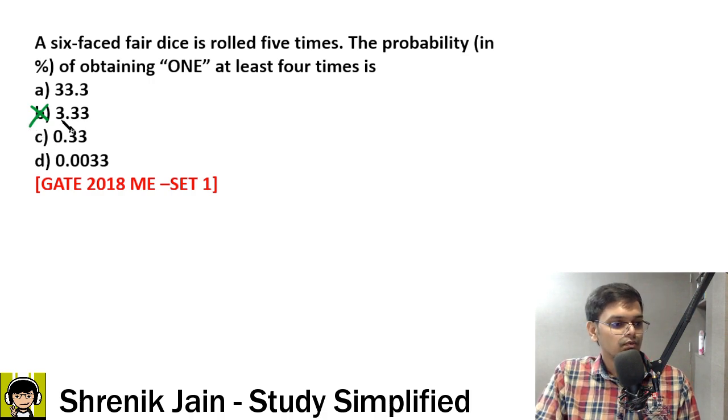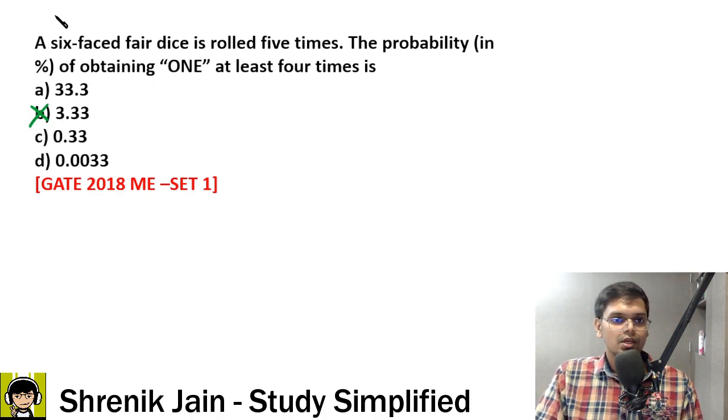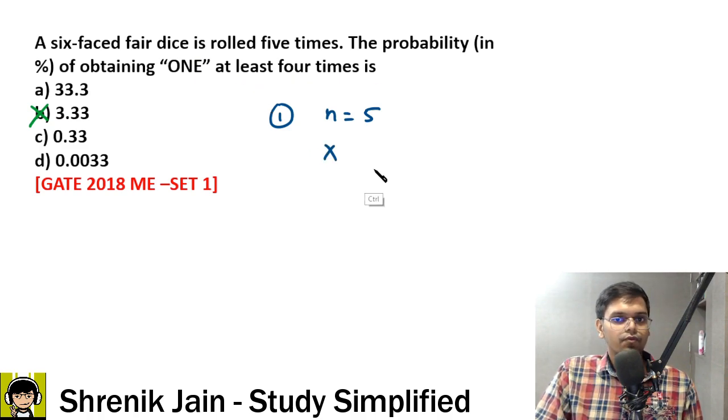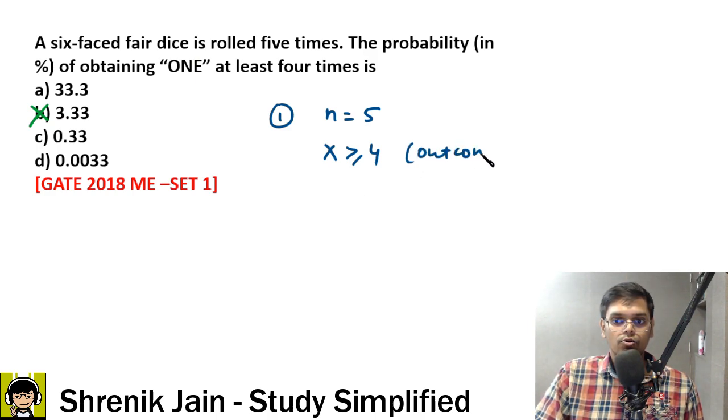But why? Why is Bombay the wrong answer? Check it out. I have given you the hint also. What was the hint? Number of trials, 5 times the dice rolled, and then x is at least 4 times. At least means 4 and more than that, greater than or equal to 4. And then your requirement is outcome 1.